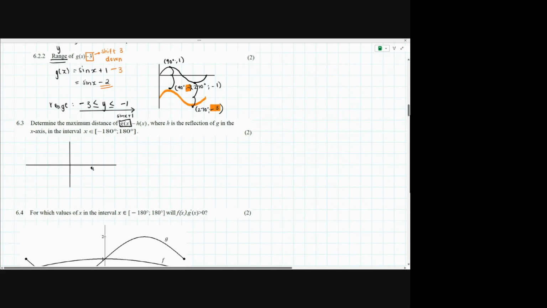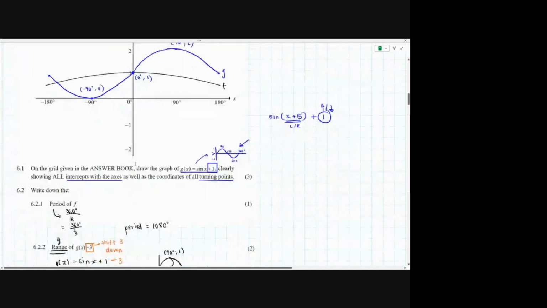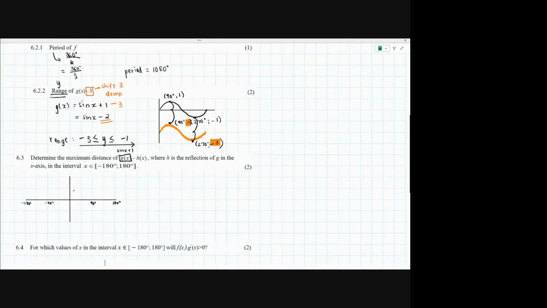Negative 180. So our graph that we drew was the blue one. I'm just going to get it right. She said with absolutely zero confidence. Oh, that was a much better graph.